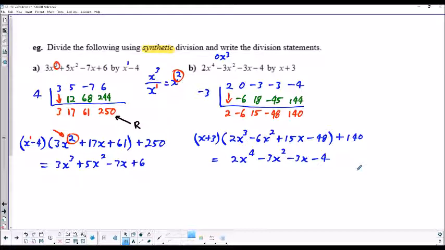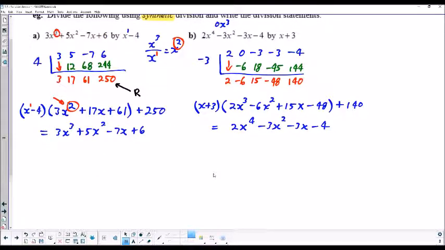Okay, the synthetic division saves a bit of time. Okay, and that's it for synthetic division.